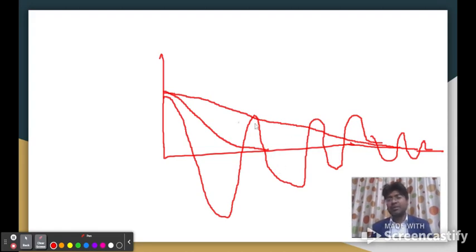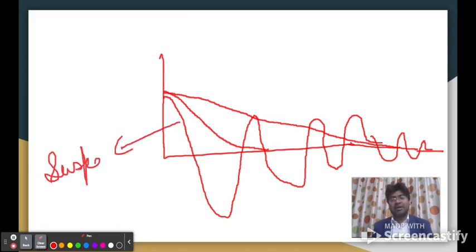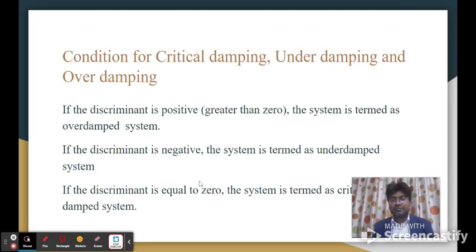Examples of underdamped systems you must have seen: your hydraulic brake system, or your suspension, which basically works like an underdamped system. For overdamped, door closers, which you use in day-to-day life, are an example. These are the three systems.